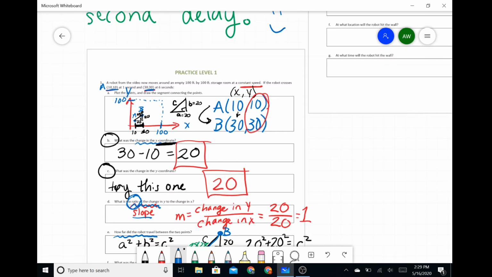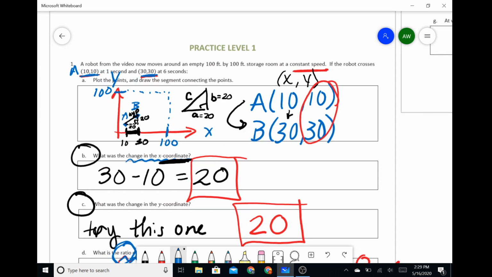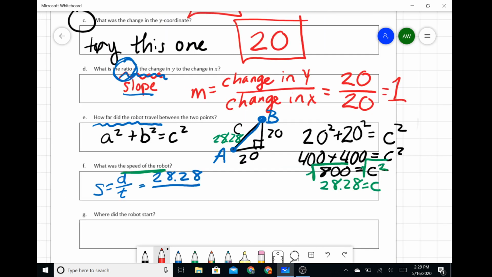So before we even started solving anything, what did this question have to say? It said the robot was at (10, 10) at 1 second, and then at (30, 30) at 6 seconds. So what that means is that the robot started at some point on the graph. We don't know what that point is yet. We're going to have to figure that out in a moment, actually.